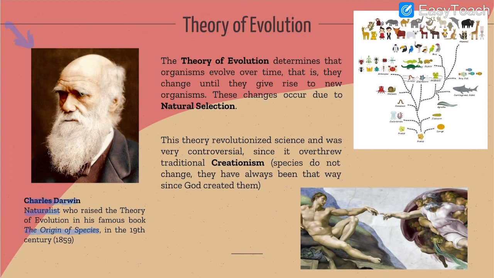What is the theme of the theory of evolution? Well, it says that organisms, for example, all the animals, all the plants, all the living things in the world, all these things evolve. All living things evolve.